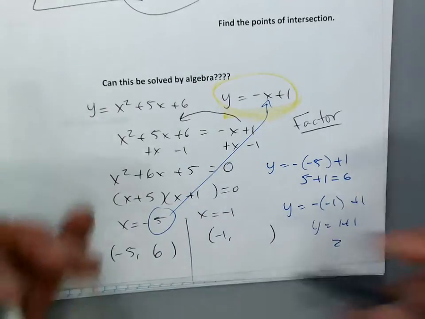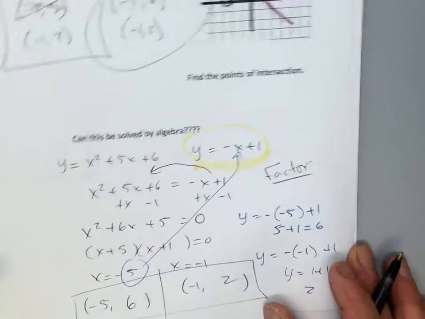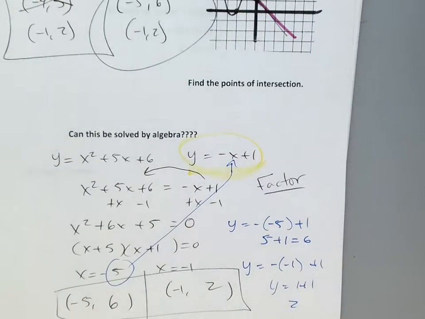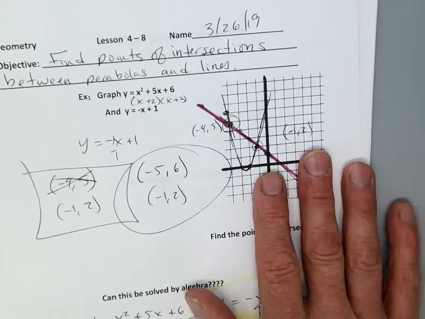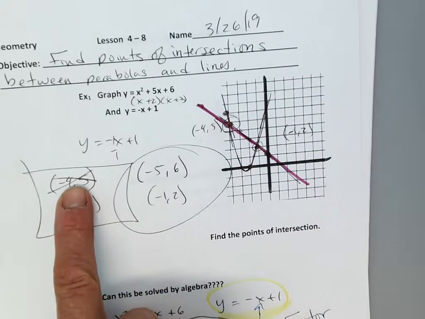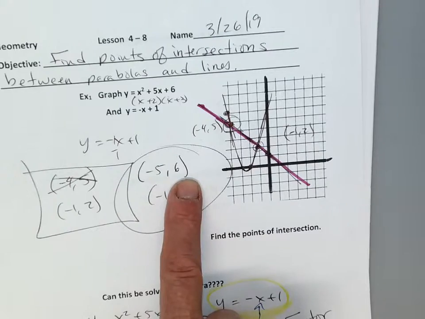Now let's go back to what we just did. Let's summarize. I had an opportunity to do this problem by graphing. I'm pretty good, but I missed it, didn't I? Dang it. I actually had it wrong. It wasn't (-4, 5). It was really (-5, 6), right?